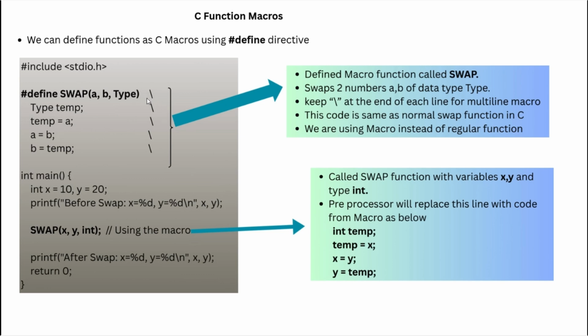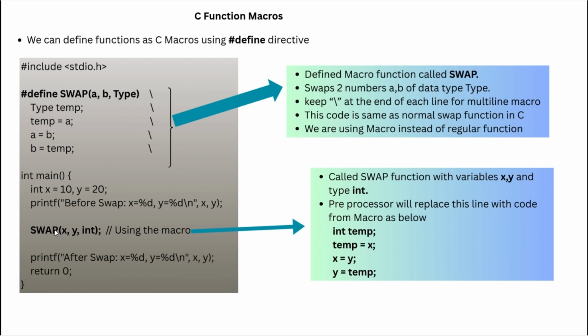We have this character because when you are writing multi-line macros, you have to write this backward slash. It indicates that your code continues in the next line. So this is the syntax. You can write a very large function also, putting this at the end of each line. And how to call this: swap, I pass x, y, and int as the type.